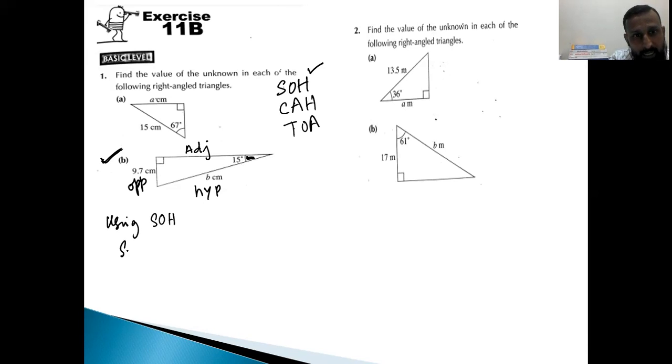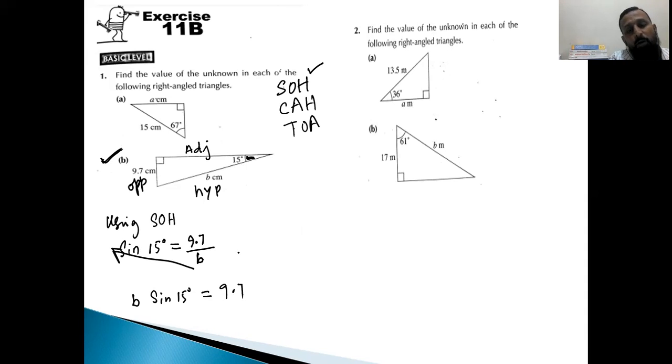Now, sine of the given angle 15 degrees is equal to opposite. The opposite value is 9.7 and the hypotenuse is unknown, B. All right, dear students, so what can you do in order to find this B? Cross multiply this B on this side. So you have B sine 15 degrees equals 9.7.